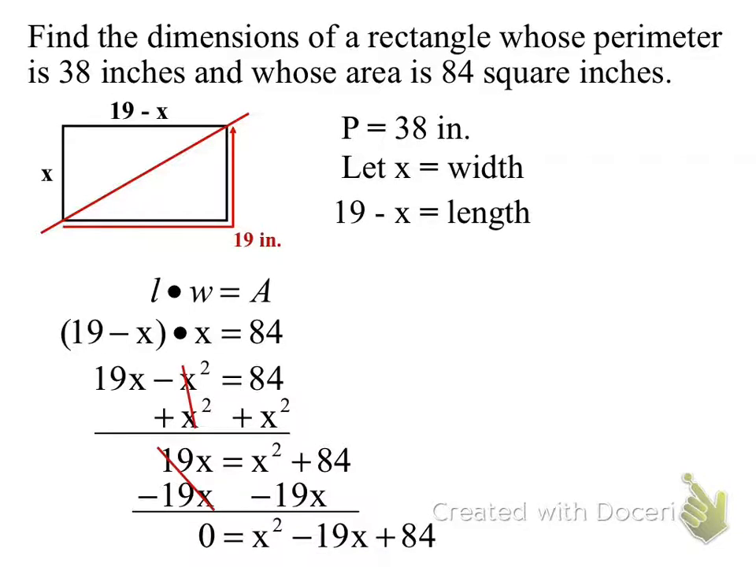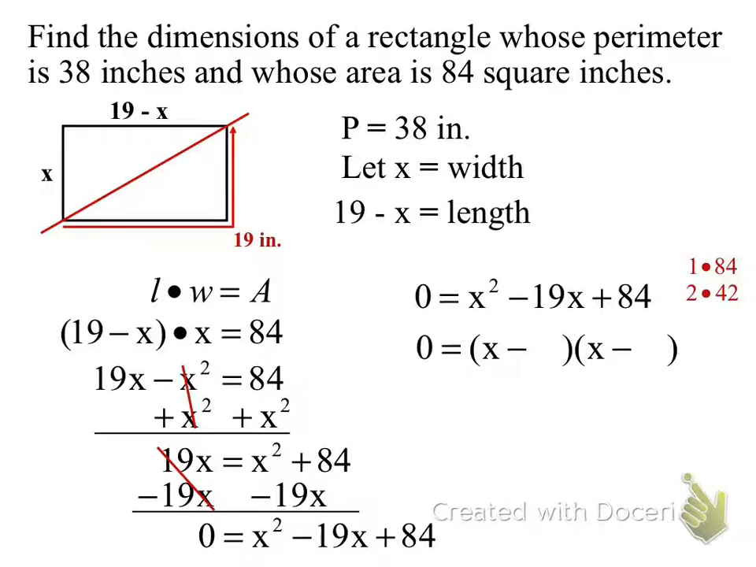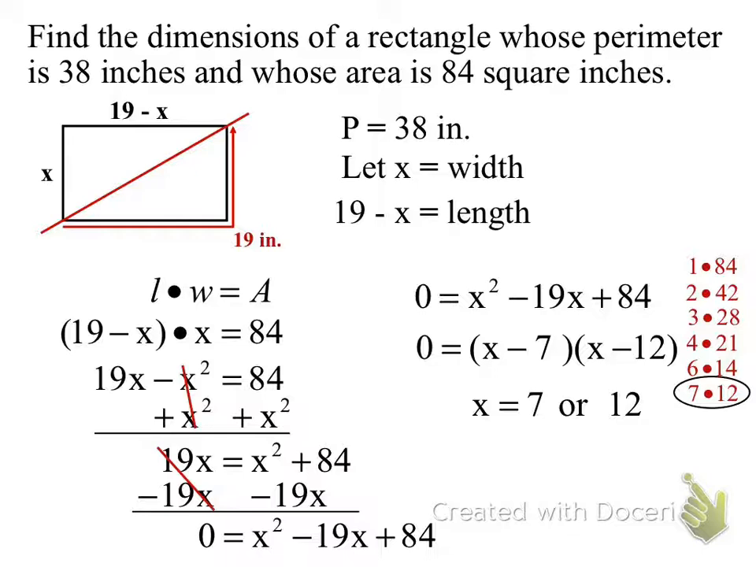And now what multiplies to 84 and adds to negative 19? 7 and 12. Negative 7, negative 12 makes negative 19. Okay, so my solutions are 7 and 12. Now we have to decide what is the correct answer. A measurement can't have two measurements. Lucas, what are your thoughts? What's the correct answer?